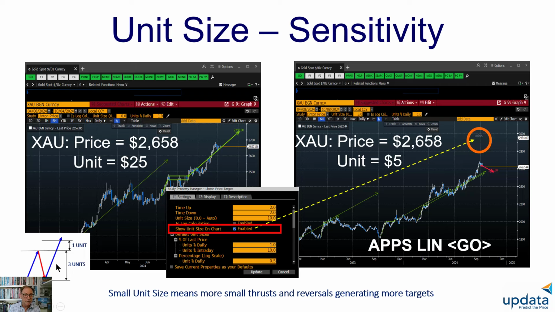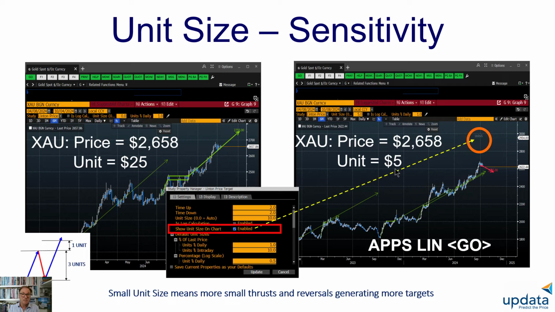And so this is really quite key. And if you click this box here, it will show you the unit size on the chart, so you can see what unit size is being used. And that's really just a handy way of knowing what your unit size is. So the interesting thing is this chart is less sensitive and this chart is more sensitive. So the smaller the box size, you'll get more small thrusts and reversals generating more targets. The larger the box size, you'll get fewer thrusts, fewer reversals and fewer targets.